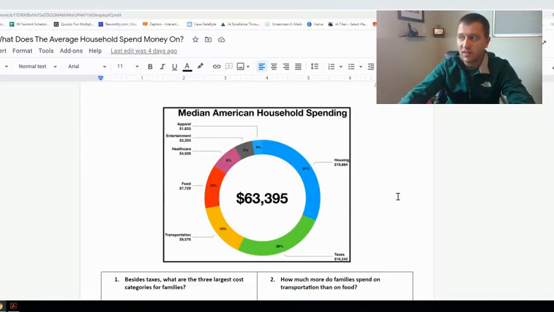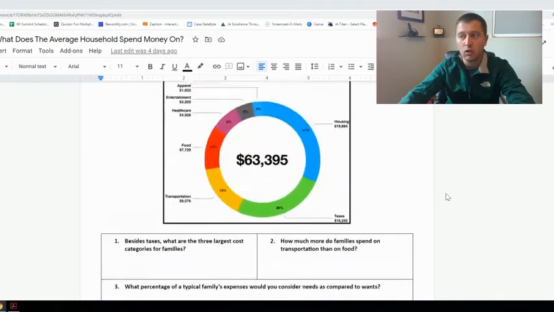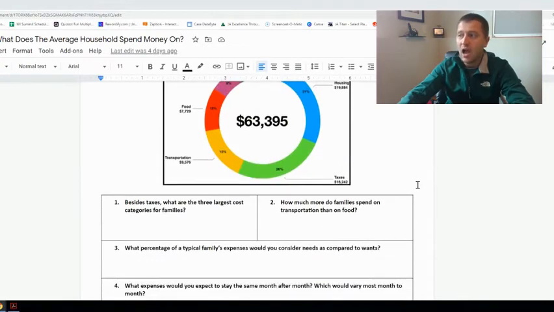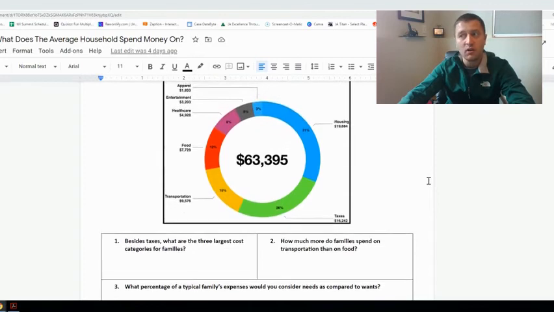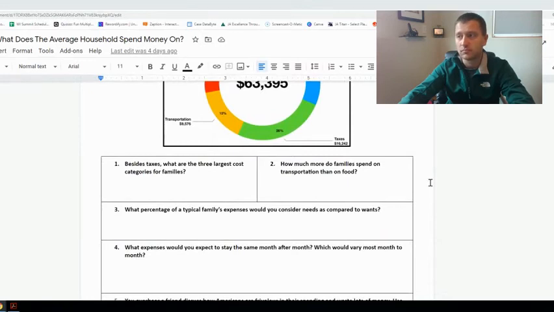Okay. So for this Data Crunch activity, you're going to answer the following questions. Besides taxes, what are the three largest cost categories for families? Look back up at the chart and look at the percentages. How much more do families spend on transportation than on food? I want you to compare transportation and food. You're going to have to do some subtraction for that one.